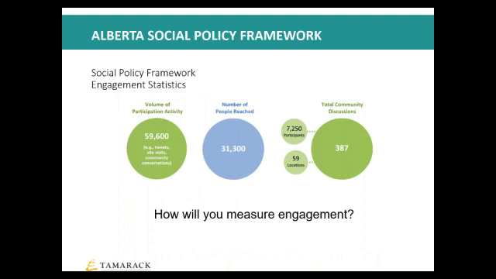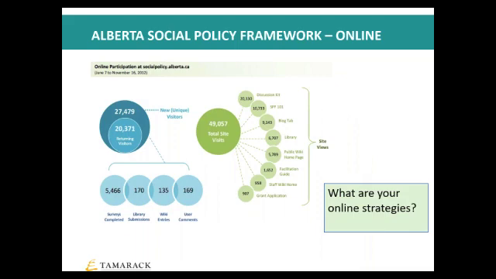So what you can see here in terms of their summative is the sheer number of people that they engaged. And so really what they were looking at is a significant amount of in-person engagement, online engagement, and different ways that folks could be engaged. And this breaks down both the volume of participation activity, the number of people reached, and then the total number of community discussions that happened across the province. So they measured engagement in 3 different ways. They also wanted to look at their online engagement.